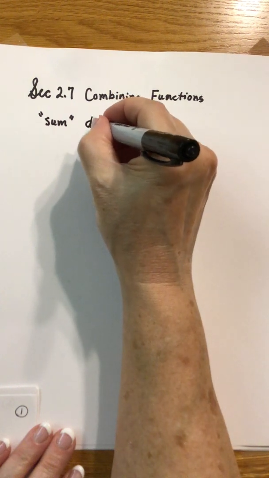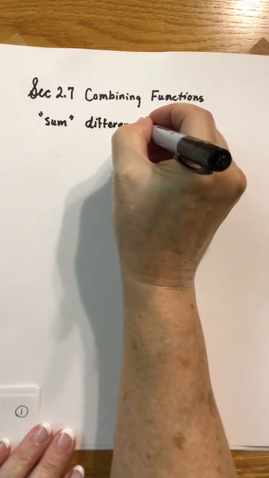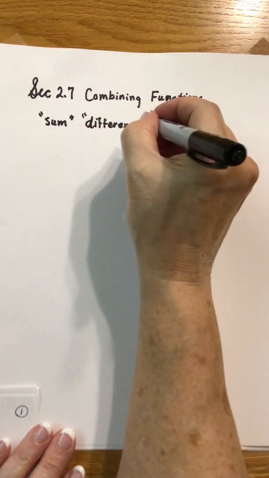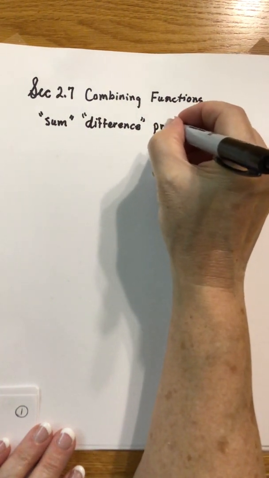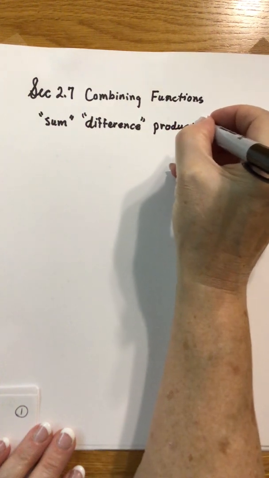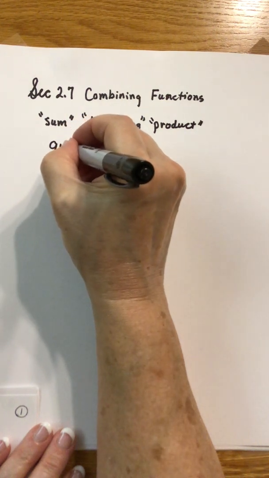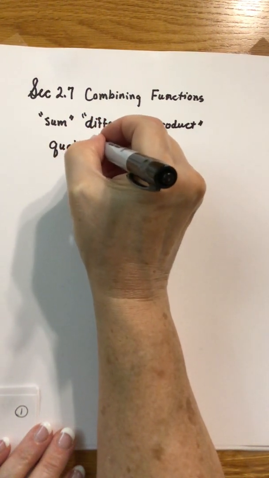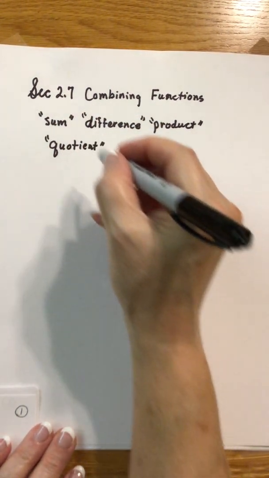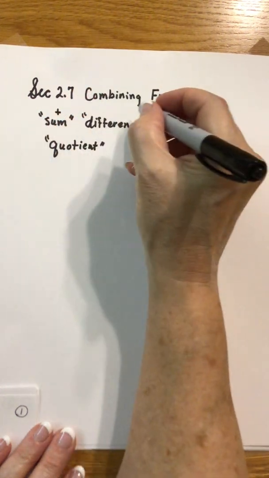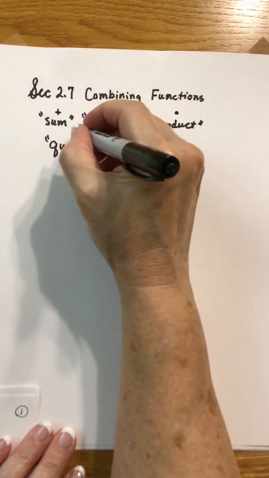The difference, which means subtraction. Product, multiplication. And quotient. So sum we said was add, answer to addition problem, difference is subtraction, product is multiplication, and quotient is division.